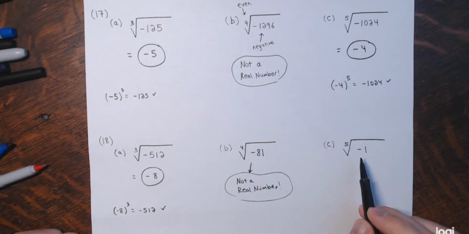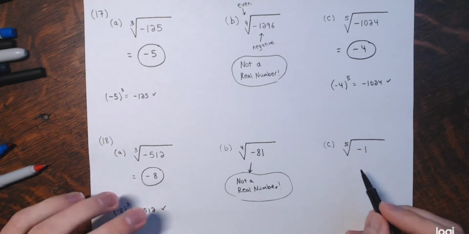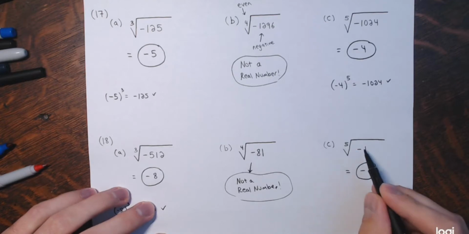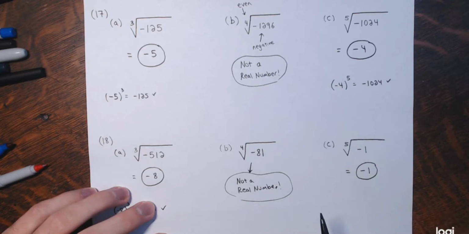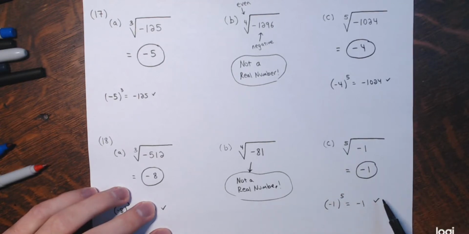And then finally, probably one of the simpler ones you've seen, the 5th root of -1 would just be -1. Right? The 5th root of +1 was +1, right? So the 5th root of -1 is just the opposite of that. Remember, odd roots of negatives are just the opposite of the odd root of the positive. And again, you can test it out. Take -1, and if I were to raise that to the 5th power, would you get the radicand back? Would you get -1? Absolutely, you would.